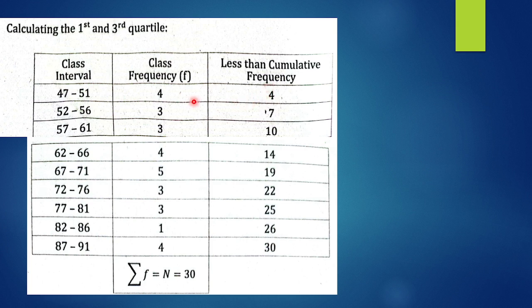4 plus 3, then 7. 7 plus 3 is 10. 10 plus 4 is 14. So on and so forth. And we can get 30 as the less than cumulative frequency in the bottom one. So this would equal the total number of frequency.